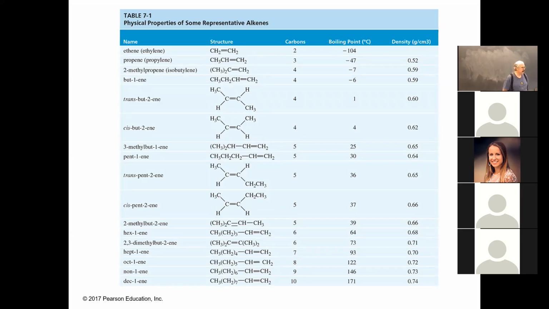Most of the physical properties of alkenes are very similar to those of alkanes. That is, they're nonpolar or slightly polar compounds. Their boiling points are similar to the corresponding alkanes. As the number of carbon atoms increases, the boiling point goes up. Those that are liquids at room temperature are less dense than water.